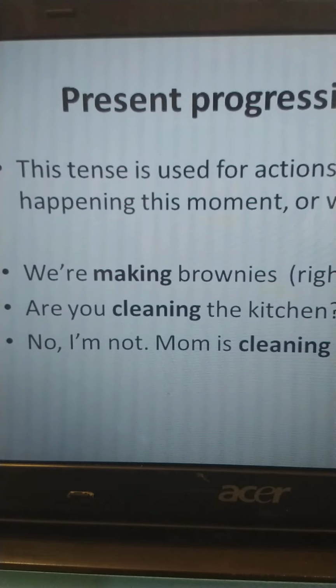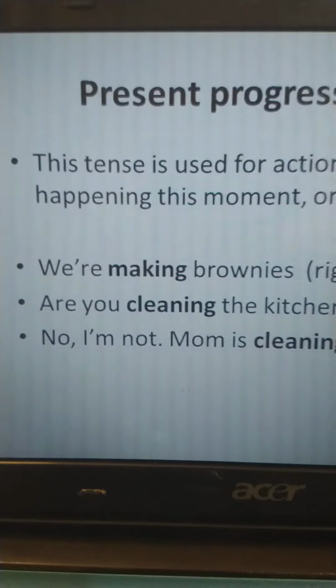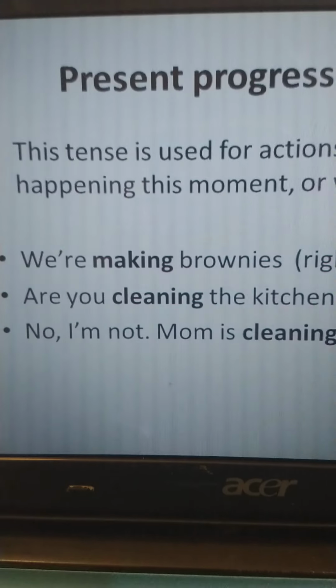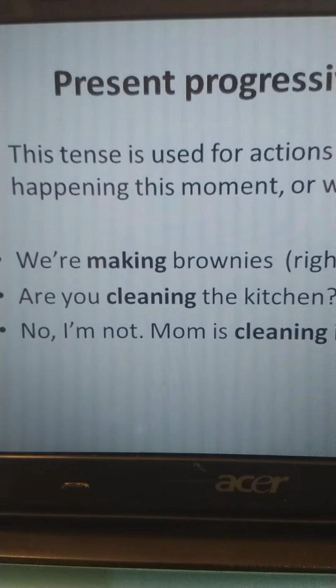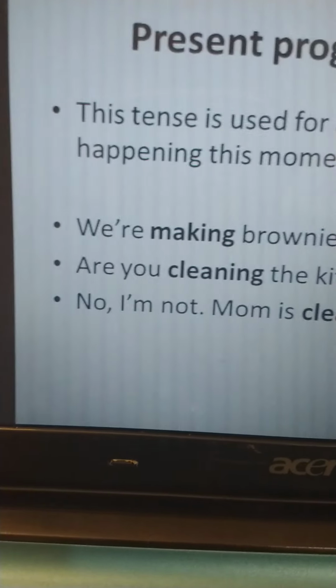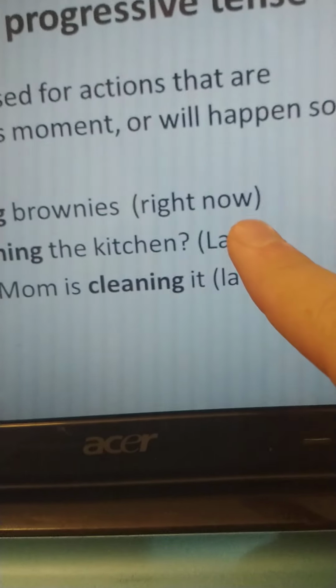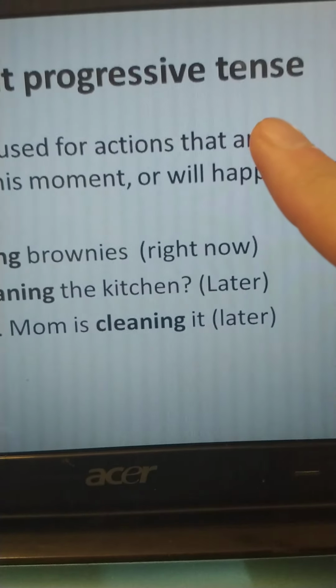The contrasting tense is present progressive. Present progressive is used when the activity is being done right now or will be done soon. Example, we're making brownies. When? We are making brownies right now, in this moment, present progressive.